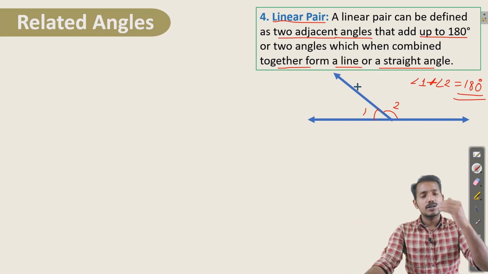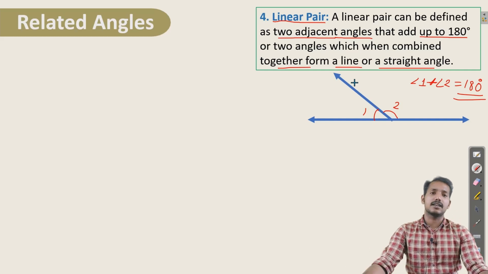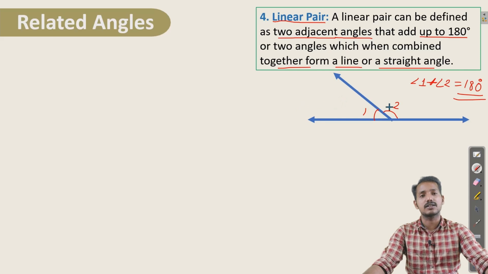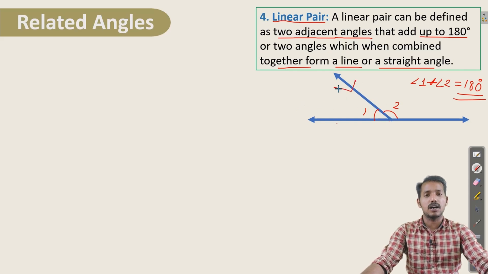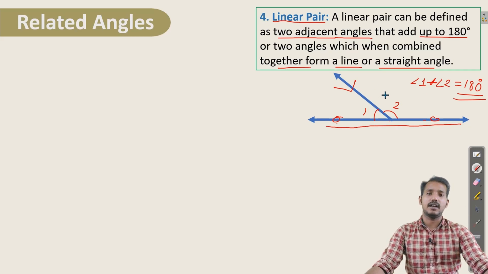Two angles are a linear pair if their sum is 180 degrees as well as they are adjacent angles. So if the sum of two adjacent angles is equal to 180 degrees, then those two are called a linear pair. That means their non-common arms: this is the common arm, and these are the two non-common arms. These two non-common arms form a straight line. Then only we can call this a linear pair of angles.